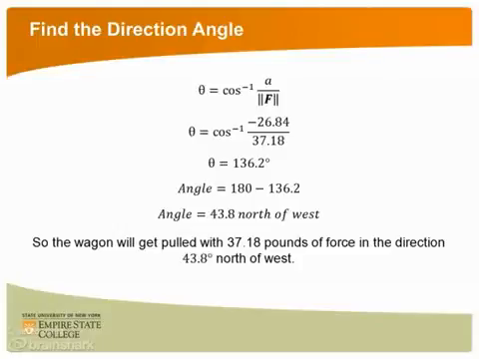Putting all our information together, the wagon pulled by Al and Bonnie is acted on by a total force of magnitude 37.18 pounds of force in the direction of 43.8 degrees north of west.